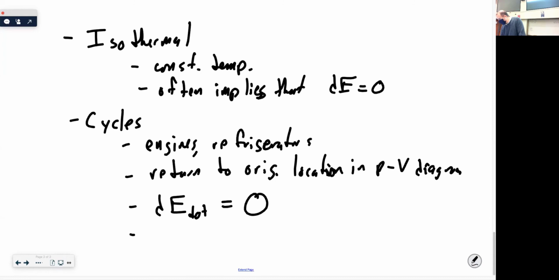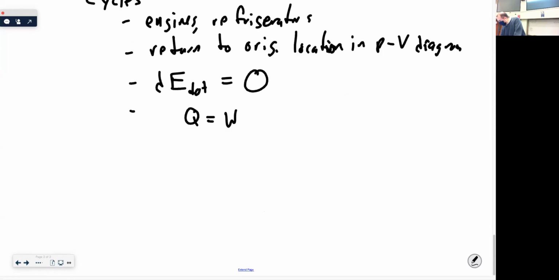So, which implies, since we know that dE is Q minus W, in this case, Q must equal W, as it is in the isothermal. Anytime dE is 0, whatever heat you're adding must be offset by whatever work you're doing, having to be done by the system. Okay, let's do some examples and think about how this works.